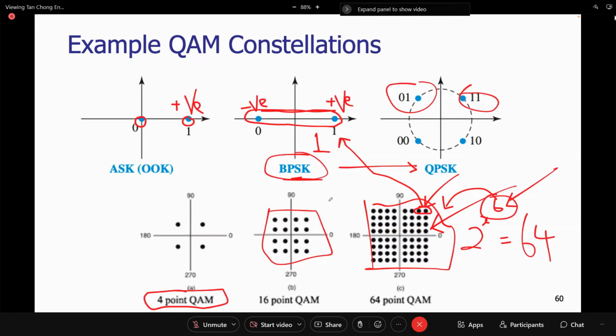Okay, so we only talk about the basics, but when you go to a more advanced communication system, this sort of thing is going to be very interesting.